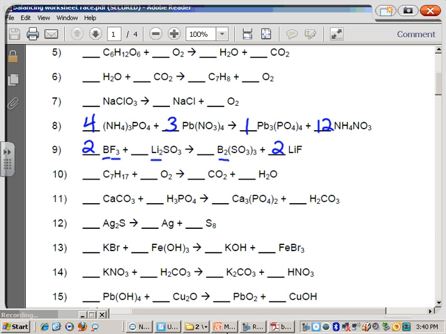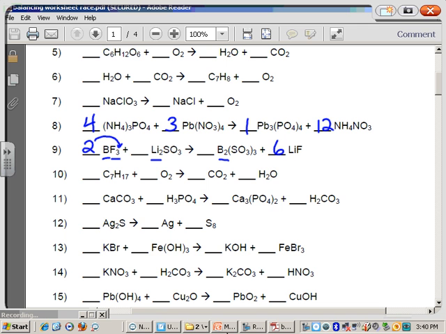2 times 3 is 6 fluorines. So remember, we multiply the coefficient by the subscript. So I have 6 total fluorines on this side. Now this is going to be a problem because I already put the coefficient of 2 over here. So this is why I said use a pencil. I'm going to erase that and I'm going to go ahead and put a 6 because now my fluorines will be balanced, which just messed up my lithium.